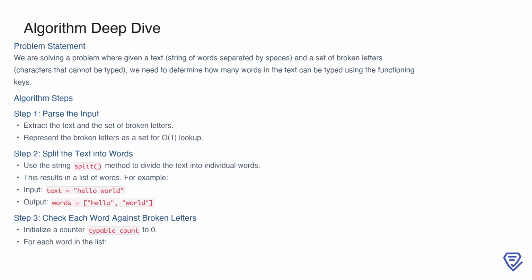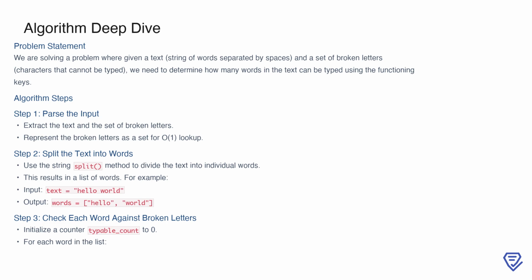To solve this problem, we need to determine how many words in the given text can be typed using the functioning keys on a keyboard, given that some keys are broken. The process begins by parsing the input. First, we extract the text and the set of broken letters. The broken letters are best represented as a set because sets allow for efficient O(1) lookup times.